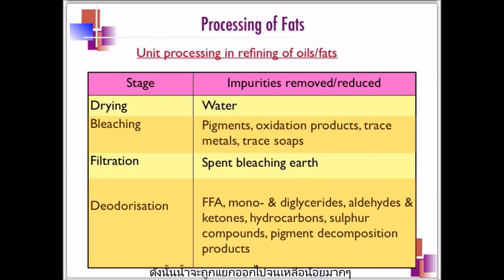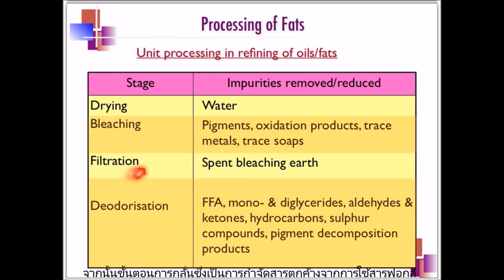So the water has to be removed to a very, very low level, because the water can promote hydrolysis of the triglycerides in the oil. Bleaching is a process to remove color, the pigments which give the color of the crude oil. And during bleaching we also remove other components, for example the oxidation products, more trace metals, and the trace soaps, which result from the neutralization step.